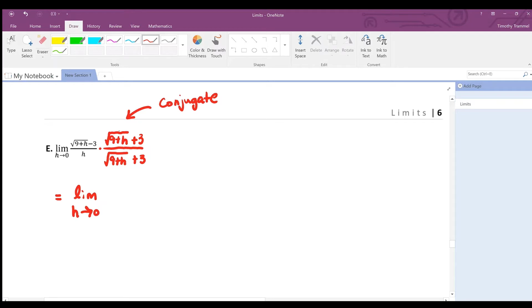And if we try to distribute here, we have the square root of 9 plus h times the square root of 9 plus h. That's just going to be 9 plus h. And then the middle terms will cancel. And then the last term, minus 3 times 3, so that's minus 9. And then this is all over h times the square root of 9 plus h plus 3.